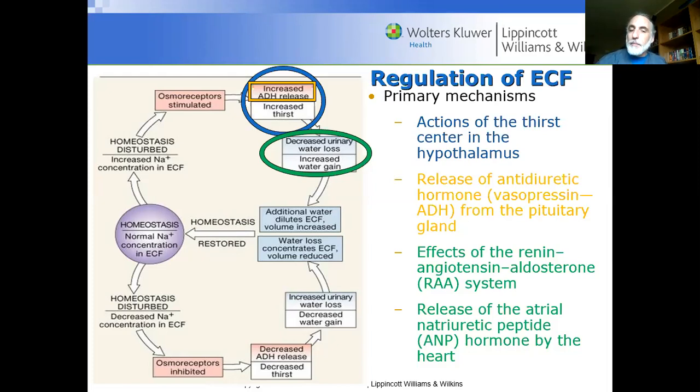And as sodium is being ejected, you're losing water. Decrease the gain of water. The sodium is reabsorbed, but the water loss concentrates the bloodstream again. So it was down here.